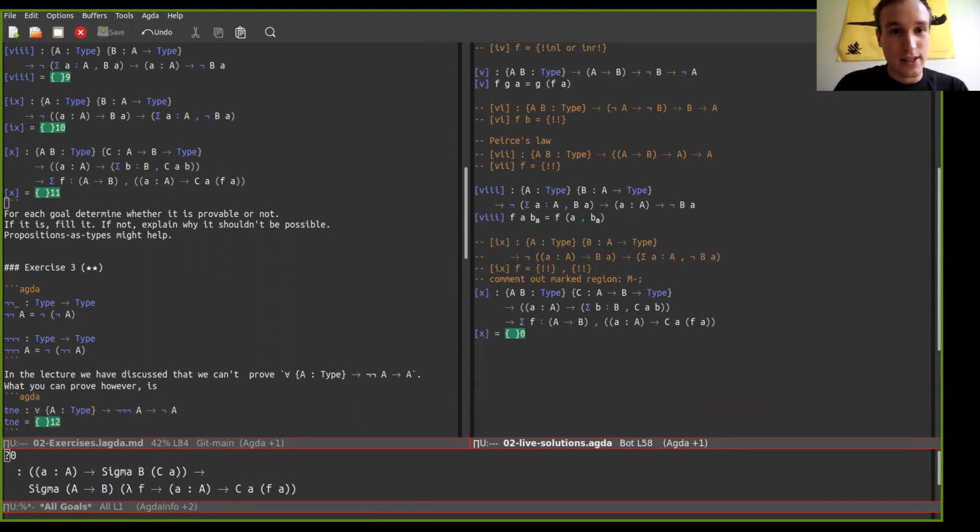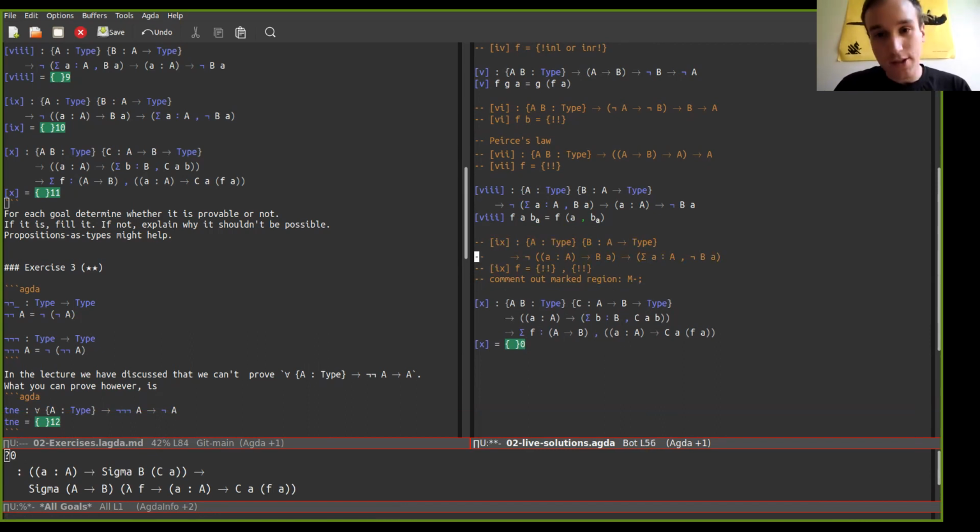Okay, and there was some question in the chat about this 9 being true in classical logic, but this has been answered with some Agda code copy pasted in the chat. So assuming the law of excluded middle, this is provable, and there's a solution in the chat if you want to look at it.